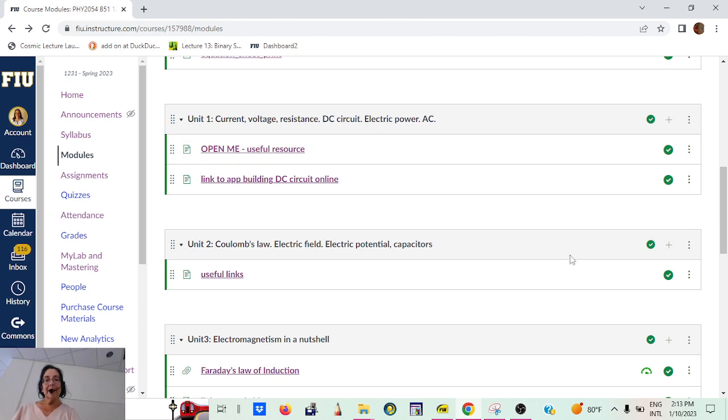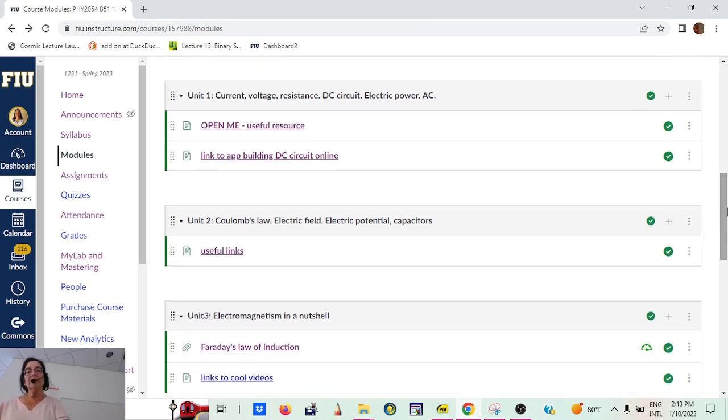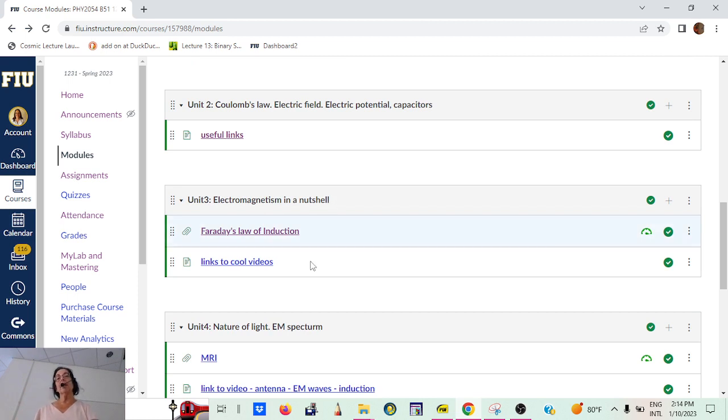Anyway, instead of starting with static electricity, I'm going to start with circuits because it's more hands-on. I have a lot of demos and a virtual lab, and it's easier to understand, and I'm trying to hook you on physics. And then we go to electrostatics, still with a lot of demos for you. Then it gets a little more abstract, so that will be done in a nutshell, because that's not something you're going to use in your field.